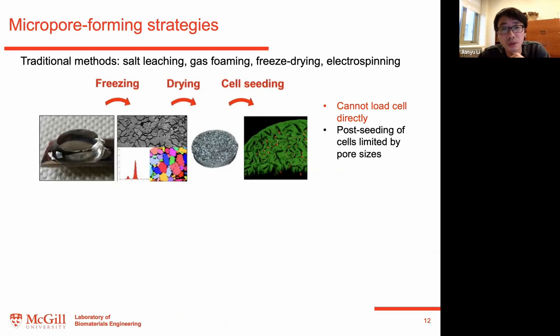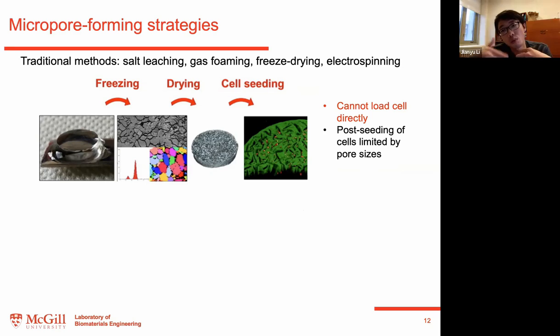The traditional approach involves salt leaching, involves freeze drying. I think you may be familiar with it, many of you, right? So essentially you need to have the material, freeze it, and then you dry that to remove the water ice crystals to leave some kind of openings, right? So that is very, very well documented. And the limitation for this approach is obvious, right? You cannot load the cells directly because if you load directly, you kill the cells. It involves this kind of very extreme temperature and processing condition.